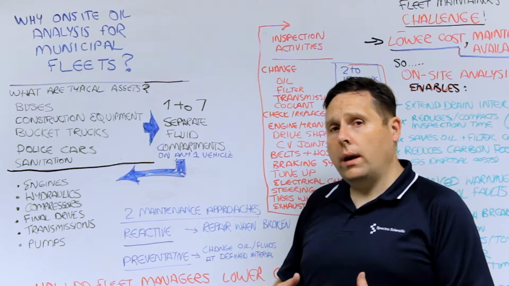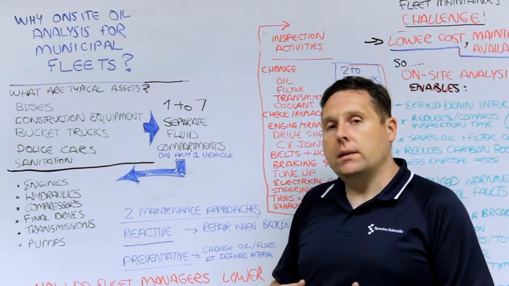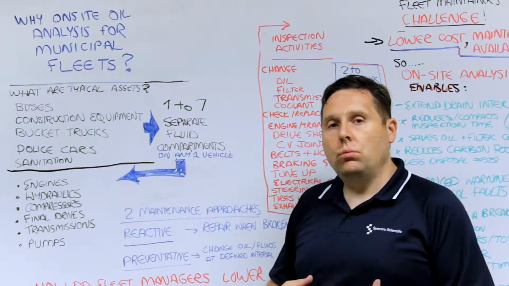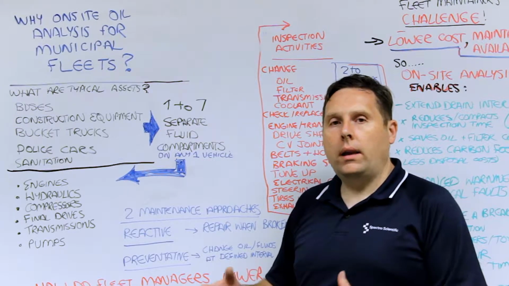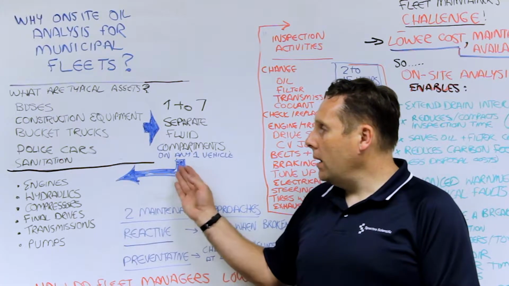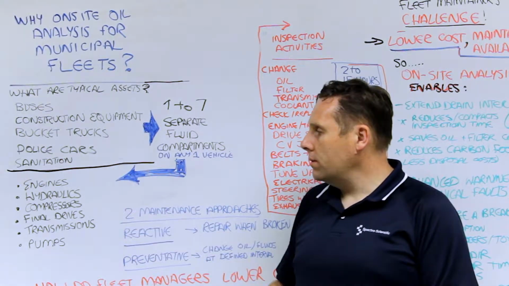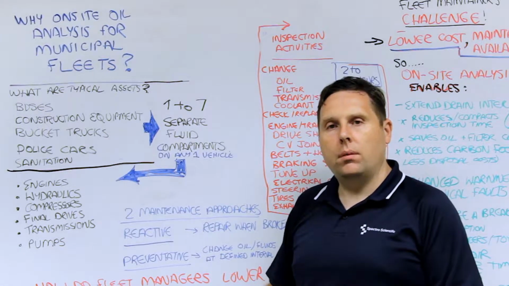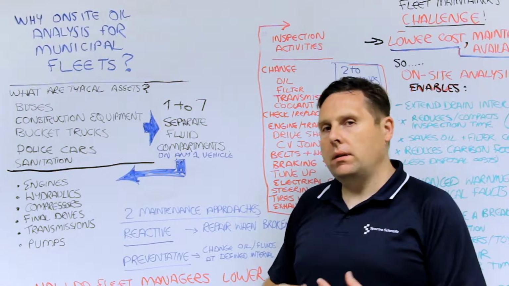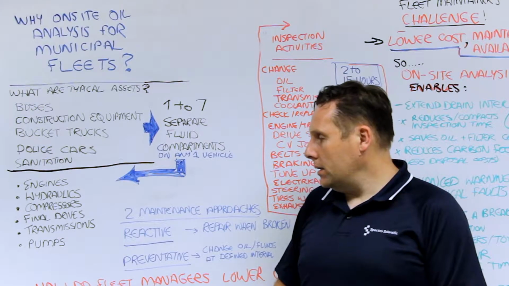So for oil lubricated systems, the vast majority of fluids nowadays are still consumed by passenger car and heavy duty vehicles that are in the type of municipal environments. And oil is consumed by engines, hydraulics, compressors, final drives, transmissions, pumps. All these types of assets and equipment, rotating machinery and reciprocating, is common in fleets.